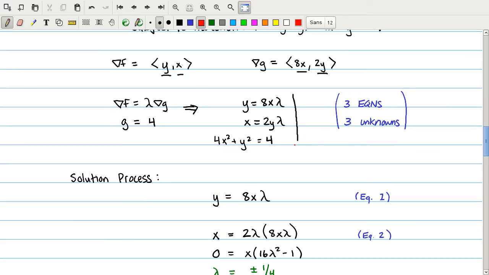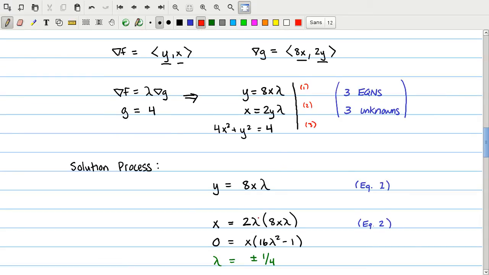So the solution process is just to work through these and solve them one by one. So we start with equation 1. Equation 1 tells us that y equals 8x lambda. Okay? So then we move to equation 2, and we can substitute 8x lambda in for y. That gives us that x equals 2 lambda times 8x lambda, and we can collect everything on one side and see that 0 equals x times 16 lambda squared minus 1. And so lambda is plus or minus a quarter. Okay, so we found lambda.